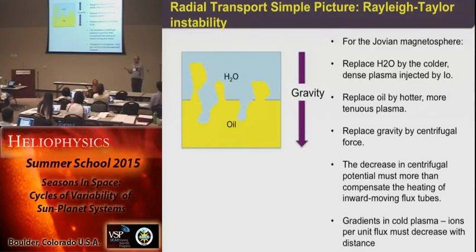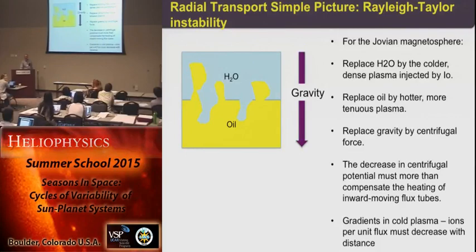That's what's driving this interchange process. The decrease in centrifugal potential in this interchange must compensate heating of inward moving flux tubes. As long as you can do that, you can drive that interchange. And you also need a strong enough gradient in cold plasma, ions per unit flux decreasing with distance. So what's happening is that this interchange of flux tubes is continually happening at Jupiter to move cold plasma outward and relatively empty flux tubes inward. The empty flux tubes are filled up again at the Io torus, and the whole thing keeps repeating itself. The gradient in the plasma is maintained by the continual addition of material at Io and the continual evacuation of flux tubes in the outer magnetosphere. If those two things weren't happening, interchange would act to just smooth out the plasma gradient, and you wouldn't have a terribly interesting system after a while.